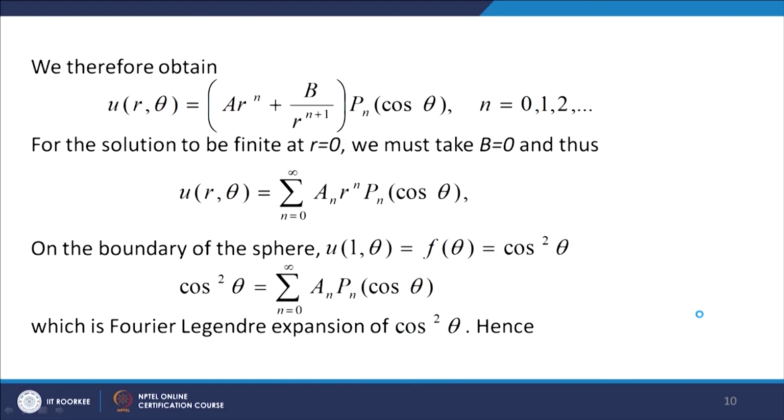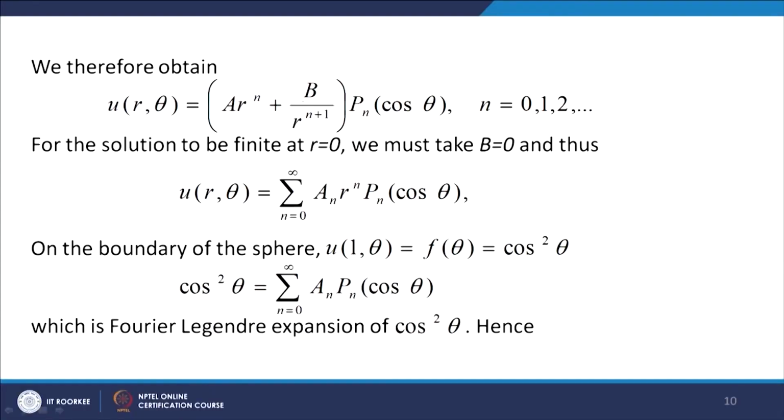So, we can obtain therefore the expression for u r theta. U r theta is R of r into g of theta. So, a r to the power n plus b upon r to the power n plus 1 times P n cos theta, where n is equal to 0, 1, 2 and so on. Now, because our region includes the origin, r equal to 0, which is the center of the sphere, we want the solution to be finite. When we want u to be finite at r equal to 0, we must take b equal to 0, otherwise if b is not 0, this u cannot be finite at r equal to 0. So, we must take b equal to 0, and therefore, we have u r theta equal to sigma n equal to 0 to infinity a n r to the power n P n cos theta.